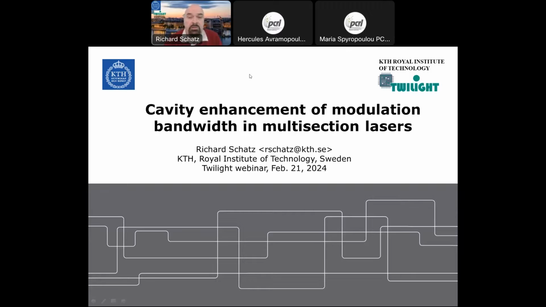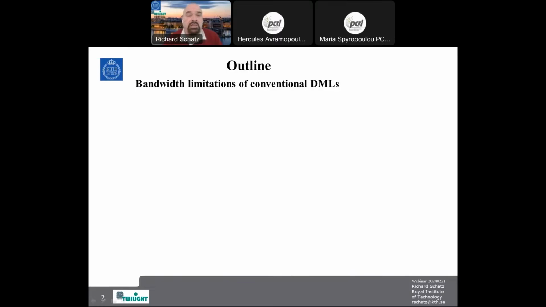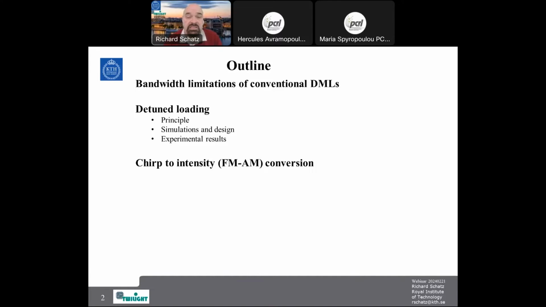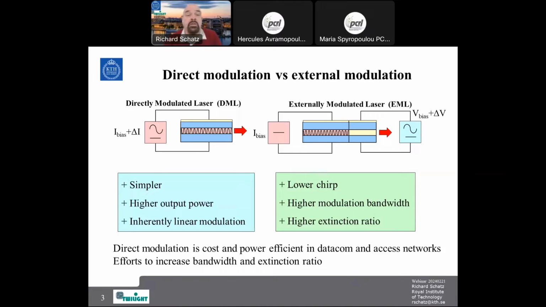So let's start now. The outline of this talk is that I first will talk about the bandwidth limitations of conventional directly modulated lasers. Then I will go into the three ways of cavity enhancement: detuned loading, chirp intensity conversion, and photon-photon resonance. And then I will end with the conclusions and a demo, and also this introduction to LaserMatrix.